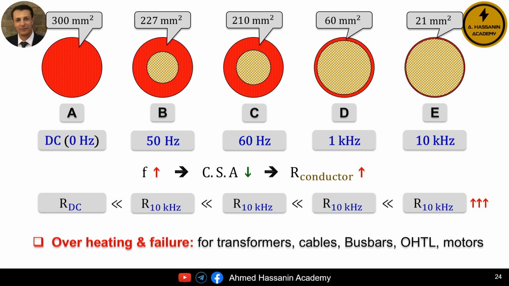One of the most important and dangerous problems caused by the skin effect, especially in the presence of harmonics, is the rise in temperature and overheating of electrical equipment such as transformers, cables, distribution busbars, overhead transmission line conductors, and the damage and failure of various devices and loads, most importantly, electric motors.